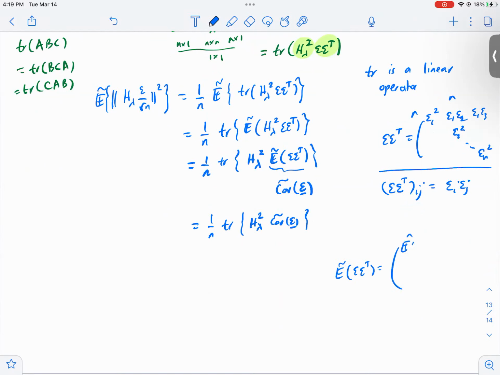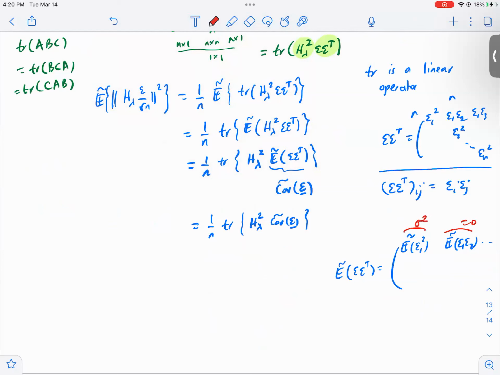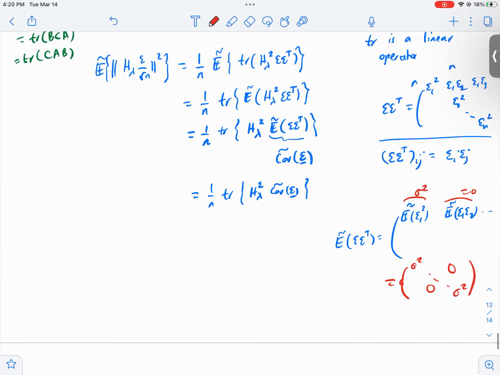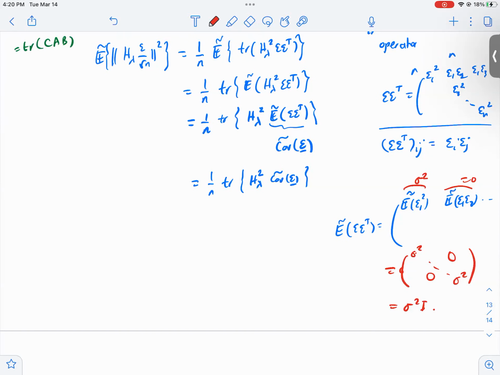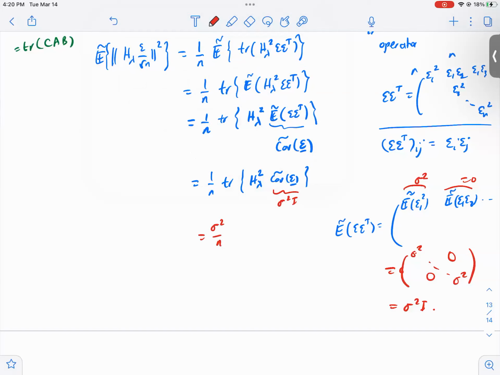So you get the expectation of epsilon 1 squared, the expectation of epsilon 1 epsilon 2, and so on. These off-diagonal guys would be 0, and these diagonal guys would be sigma squared, and 0 everywhere else. So it's just sigma squared I, conditional on the x's. And so sigma squared comes out, and you get sigma squared over n times the trace of h lambda squared. This is a very simple formula for the variance. Sounds good.